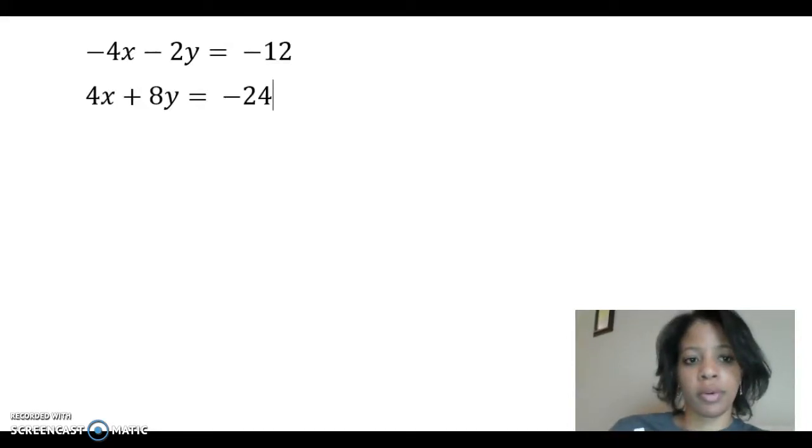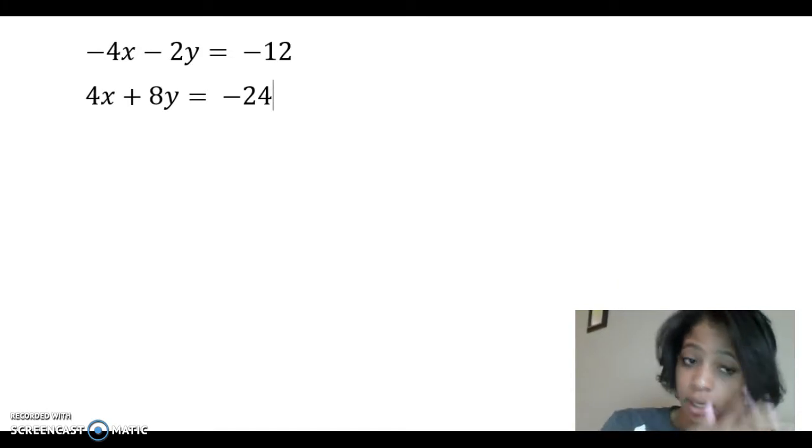Alright, this is question number 1. So first thing, solving using elimination, make sure all your variables are lined up. All of these are, so that's good. So next we're going to look to see, do either of our variables cancel out? So do they have the same coefficient with different signs? So one positive and one negative.